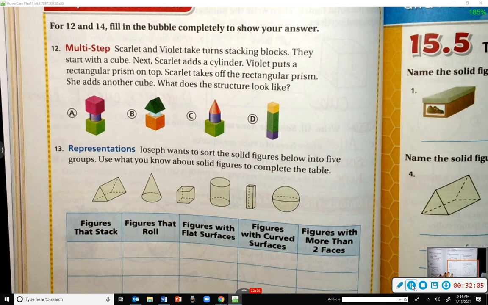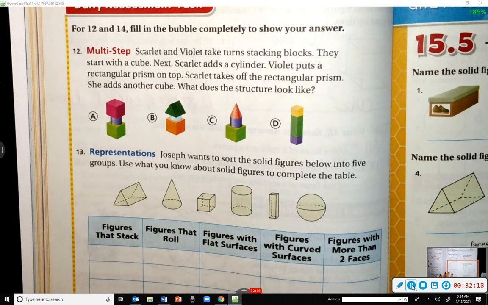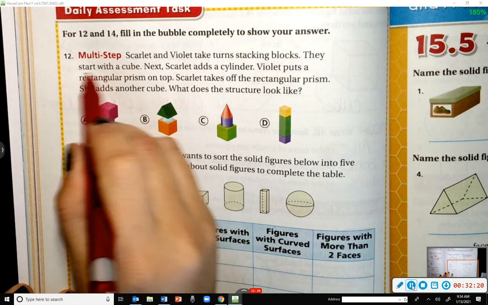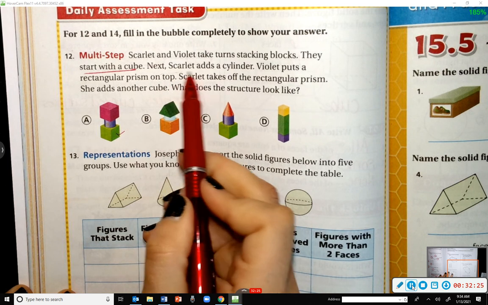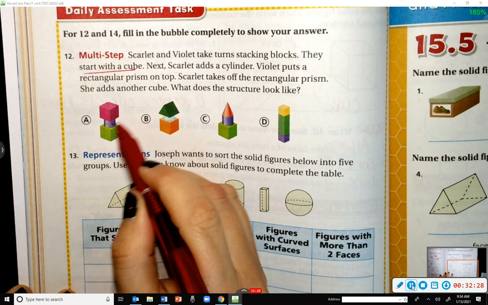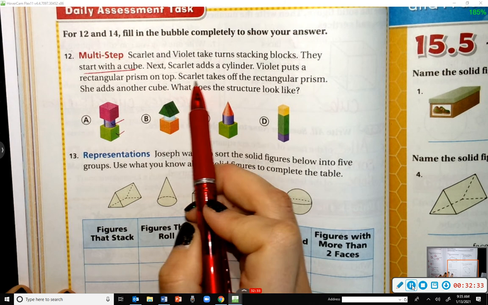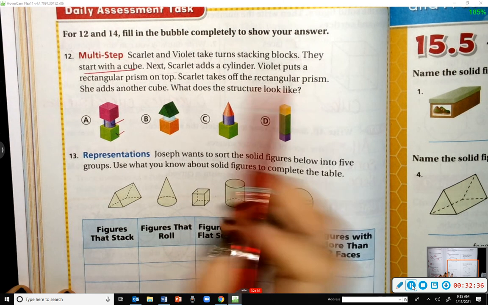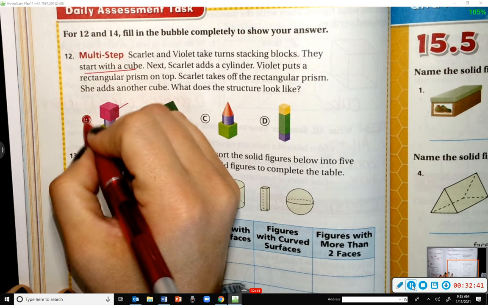What did you guys get? A. Allie, what'd you get? A. Evangeline? A. Okay, so let's see. It says they start with a cube. So far that looks good. Next, Scarlet adds a cylinder. Cylinder's in the middle. Violet puts a rectangular prism on top, but Scarlet takes off the rectangular prism and adds another cube. So cube on top. A is correct.